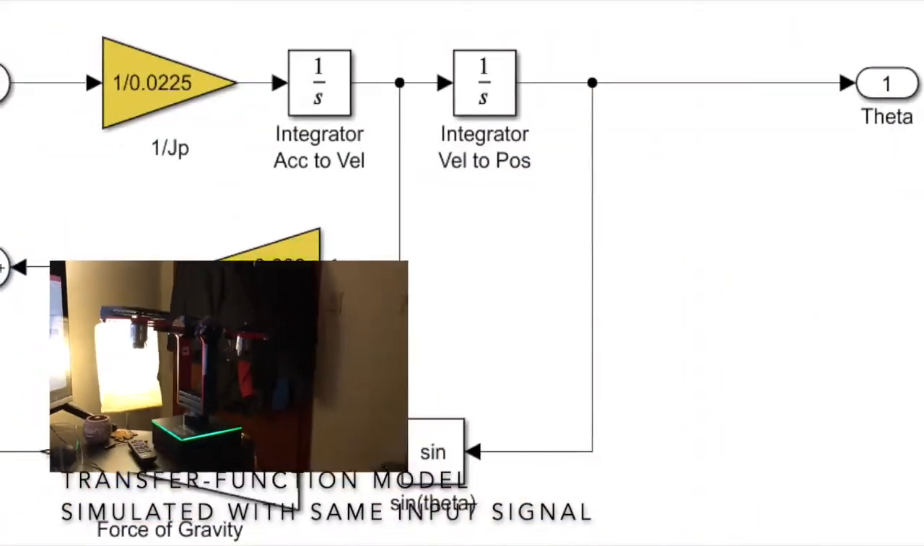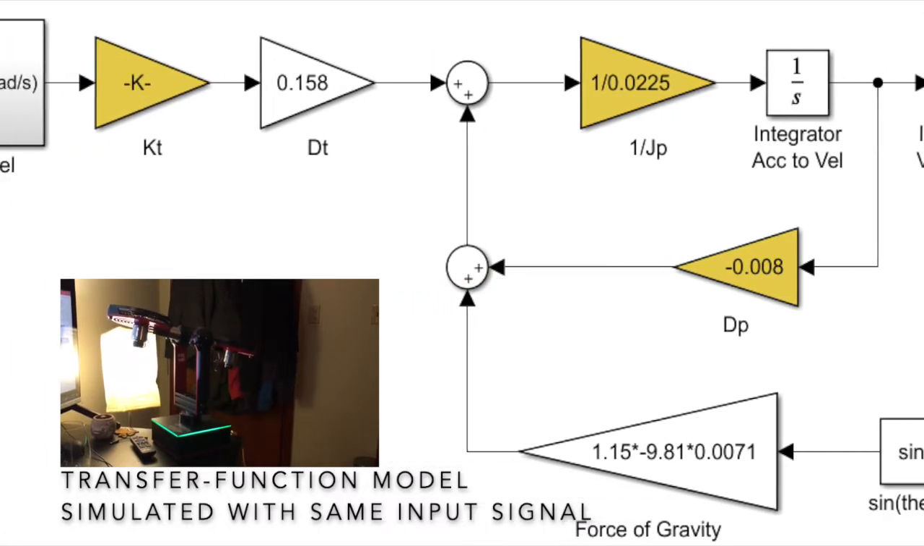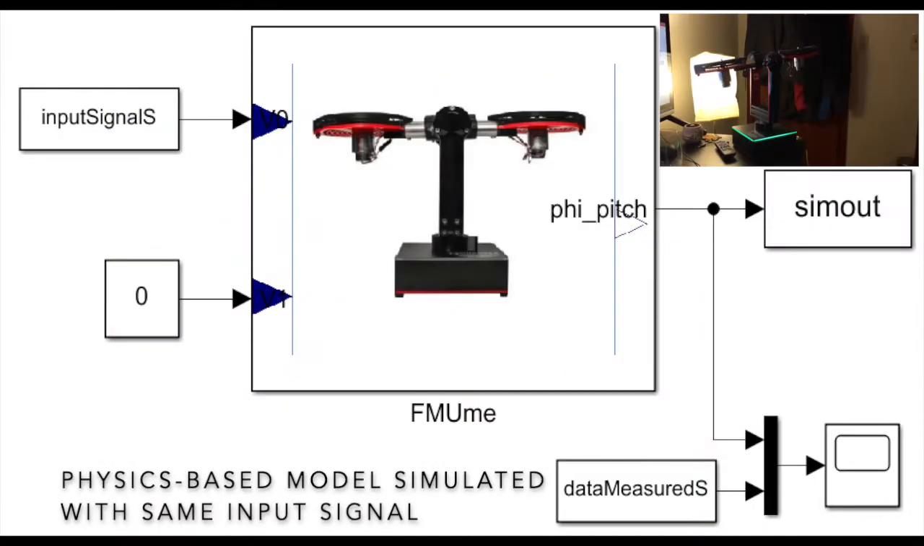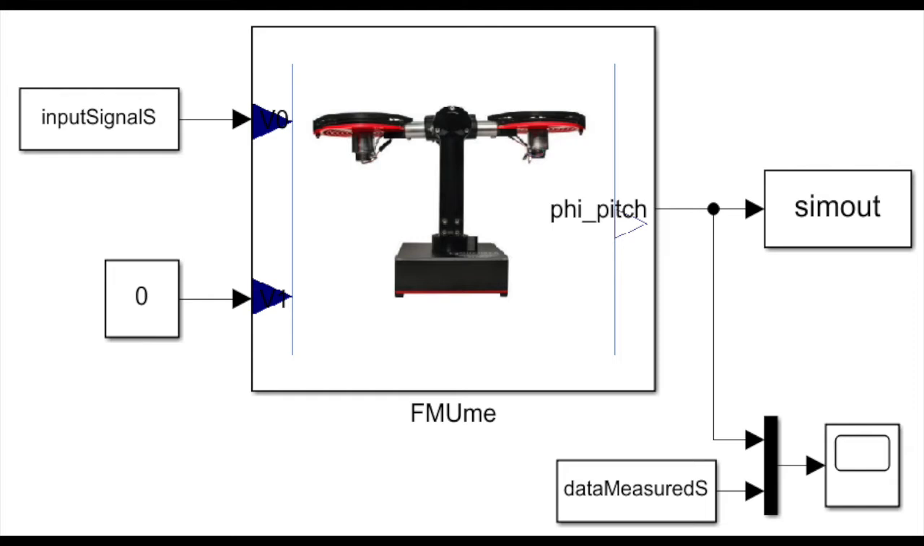The first model being evaluated is a transfer function block diagram model provided by Quanser. So we applied the same input signal to this model and recorded the output. And finally, that same input signal was applied to a functional mockup unit, or FMU, of a physics-based multi-domain model that I developed in Dymola using the Modelica modeling language.